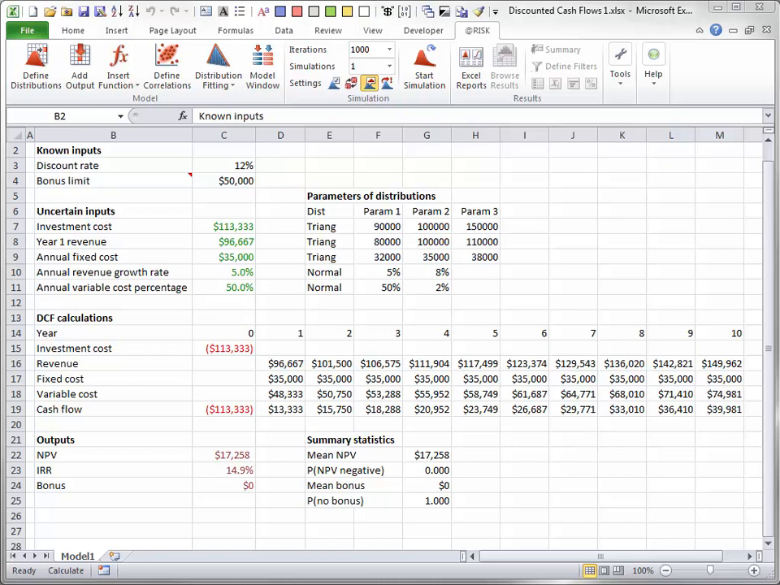There is an initial investment cost incurred right away at the end of year 0. Then at the end of every succeeding year, there is a revenue, a fixed cost, and a variable cost. The model assumptions are the following. The investment cost has a triangular distribution that is heavily skewed to the right.